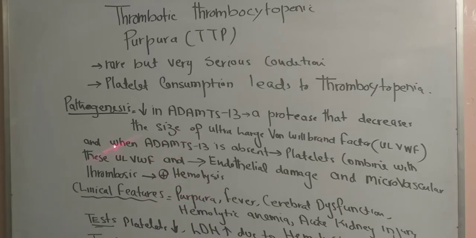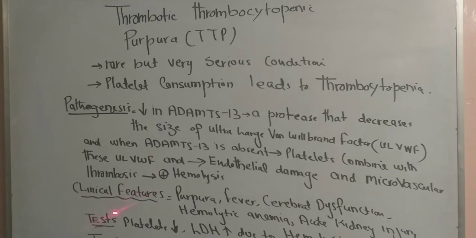The clinical feature of the thrombotic thrombocytopenic purpura will be the florid purpura, fever, fluctuating cerebral dysfunction, the patient will develop the hemolytic anemia, and there is acute kidney injury. Because of the microthrombi formation, there will be acute injury to the kidney.